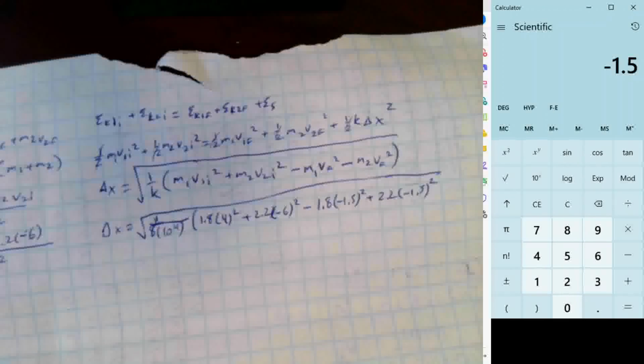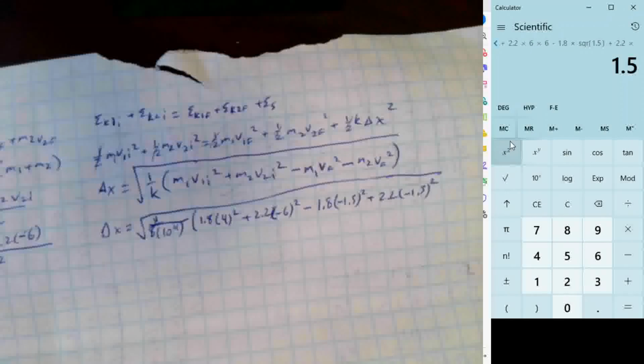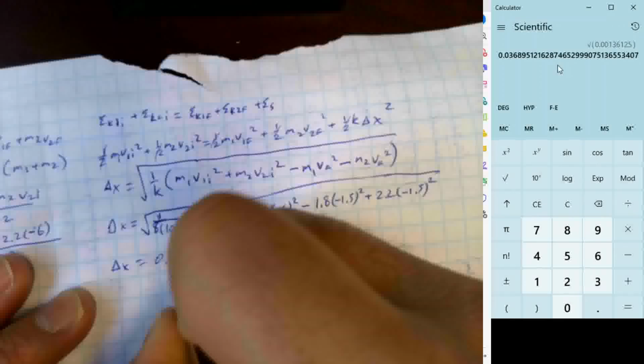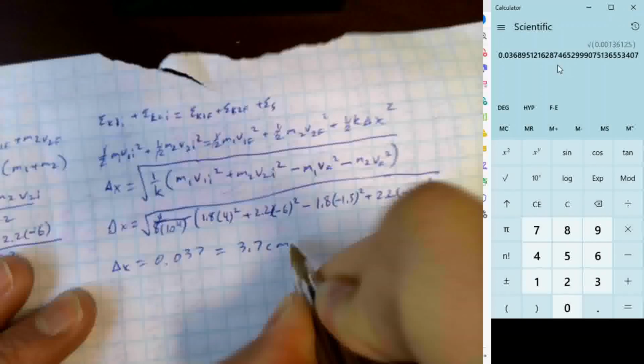I wrote it down like this, so I'll do that. I'm going to do everything that's in the brackets underneath the radical. So 1.8 times 4 times 4 plus 2.2 times 6 minus 1.8 times 1.5 squared plus 2.2 times 1.5 squared gets me to this value. Divide that by 8 and 10 to the power of 4. And then I find the square root. I get 0.037 or 3.7 centimeters, which is my answer.